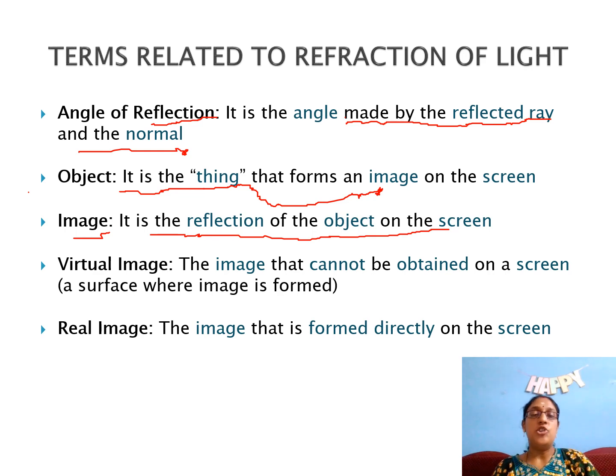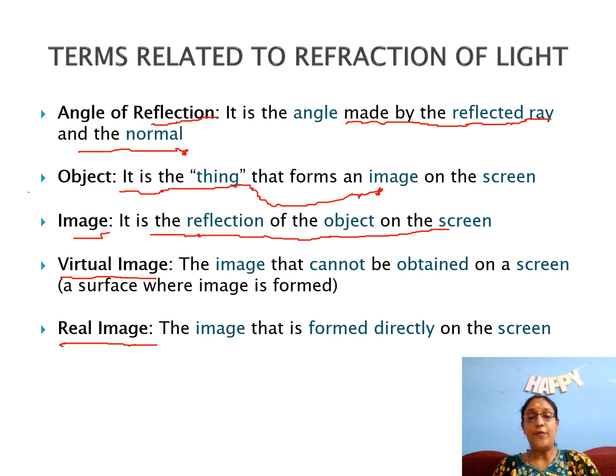Okay, simple. So the object is the thing that forms an image on the screen. And what is your image actually? It is a reflection of the object on the screen. Next important thing is virtual image and real image. What is your virtual image? The image that cannot be obtained on the screen.